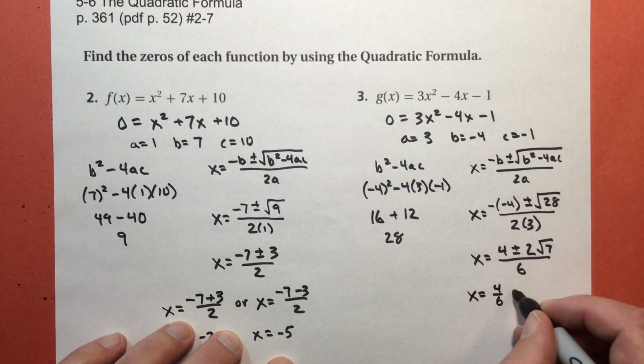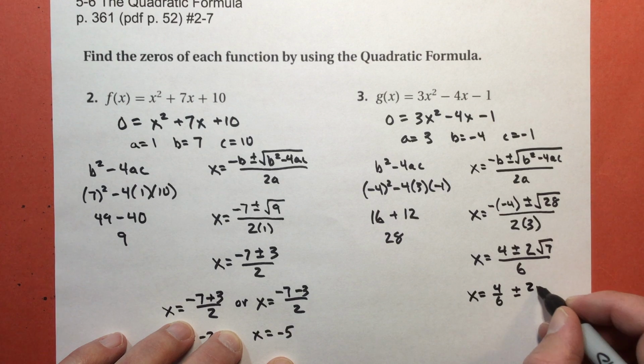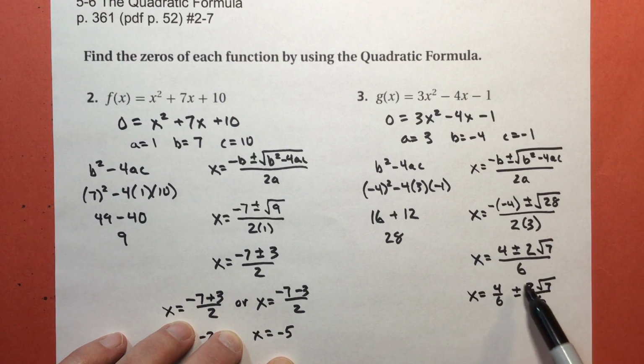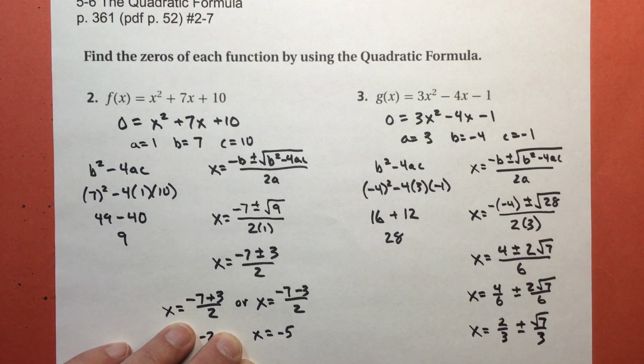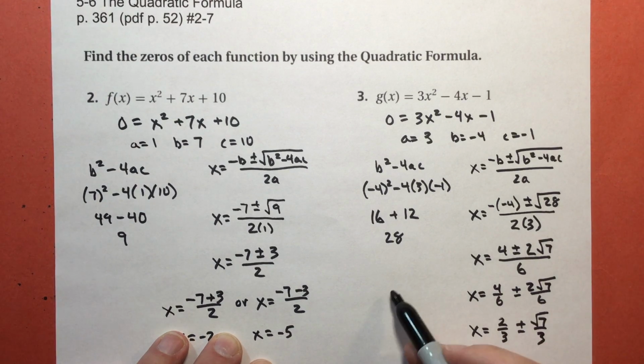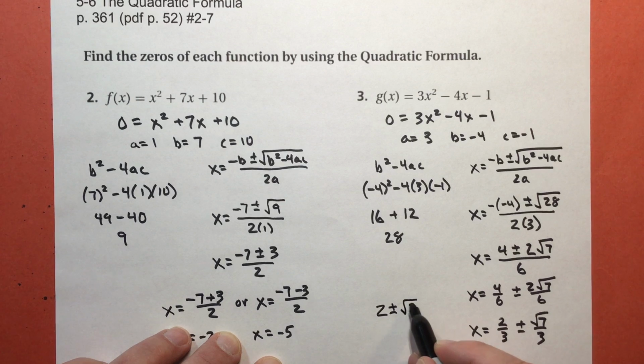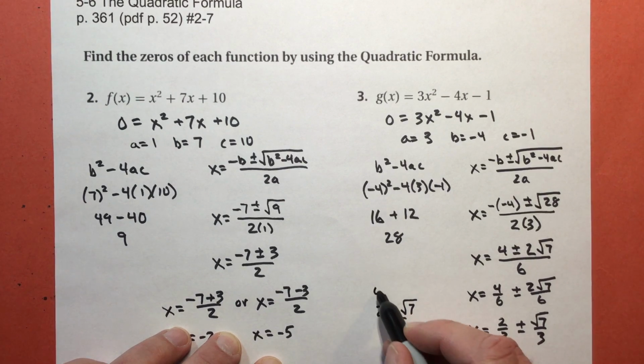4 over 6 plus or minus 2 times the square root of 7 over 6. Simplify. Reduce. I get x equals 2/3 plus or minus square root of 7 over 3. I could, and I'm going to put it over here in the corner, I could have also kept this together and just said 2 plus or minus square root of 7 over 3.